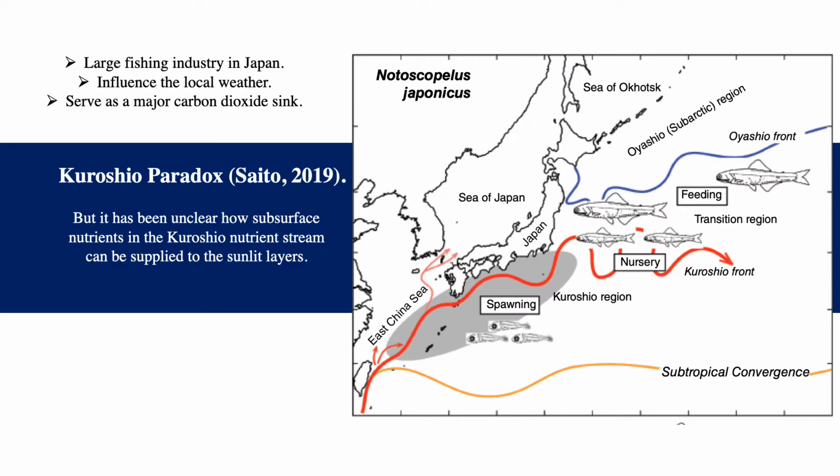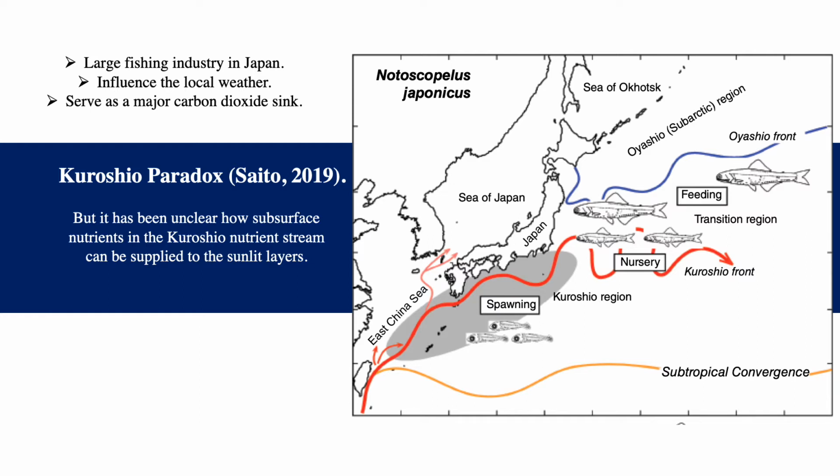The Kuroshio current is like an artery, and its characteristics support a large fishing industry in Japan, influence the local weather, and serve as a major carbon dioxide sink. However, the surface waters of the Kuroshio have been considered nutrient poor, contradicting the above implication that it contributes to the dispersion of organisms.